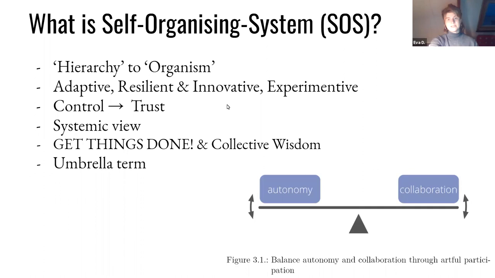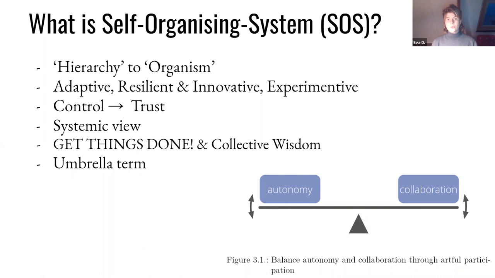What are self-organizing systems? First of all, I want to clarify that self-organizing systems is an umbrella term. We often also use sociocracy or holacracy as terms, which are actually better ways of self-organizing. But because we are not strictly doing sociocracy or holacracy, we have an overarching umbrella term of self-organizing systems. So what are self-organizing systems then?